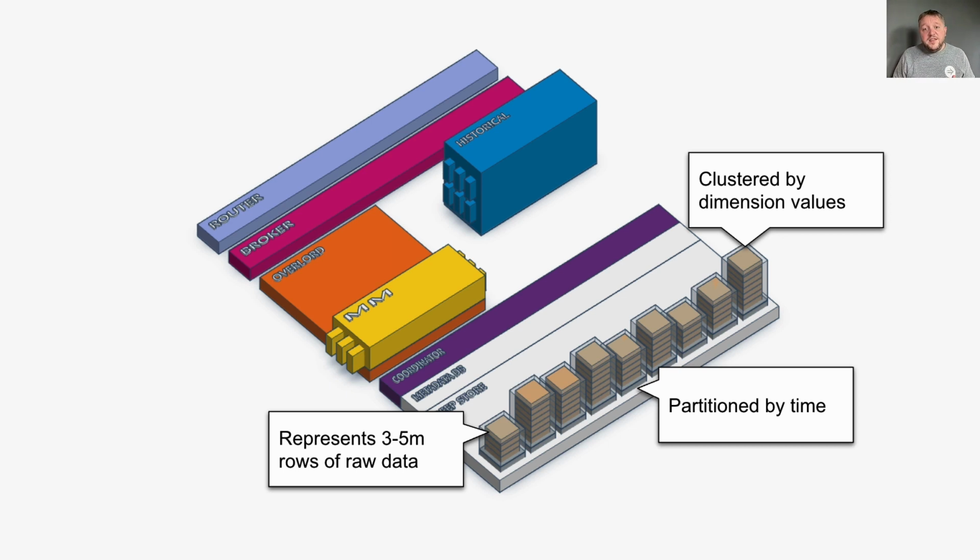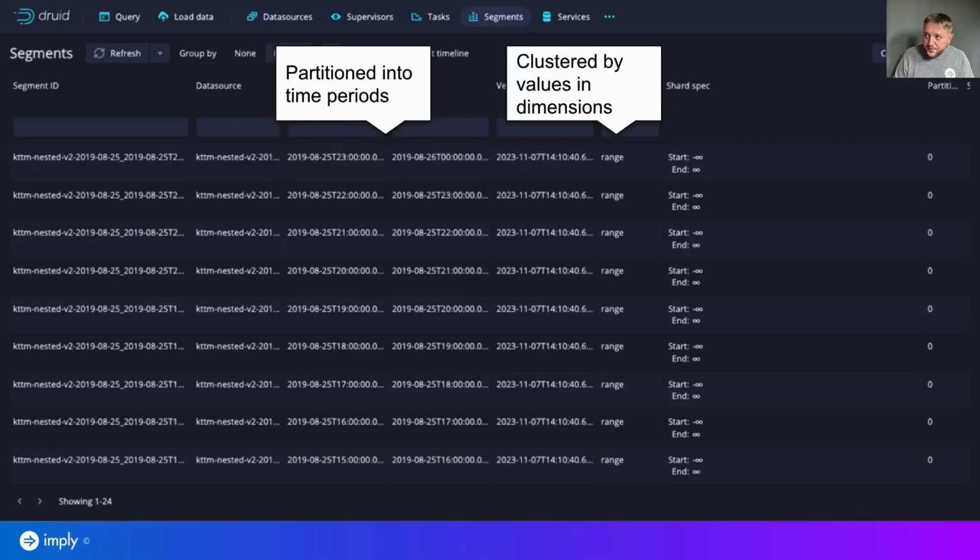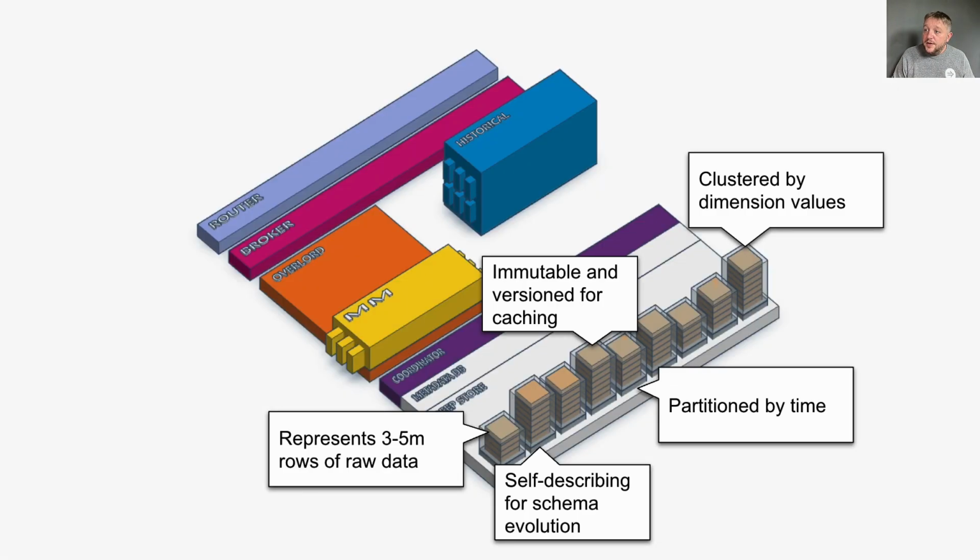So this means that filtering operations based on time, or those clustered dimension values, or if you're comparing them, is much quicker because you only need to go and look at the specific bit of data that contains that time period or contains those cluster values. It also improves group by operations as well. So you can see that in the segments view. You can see the start and end timestamp and also which range of dimension values each segment file covers.